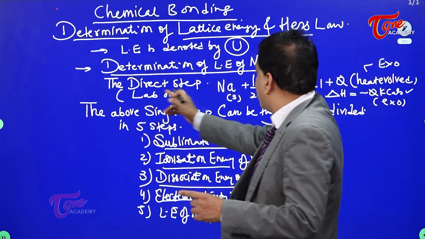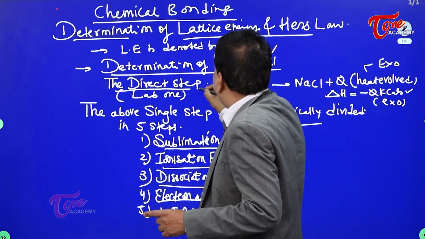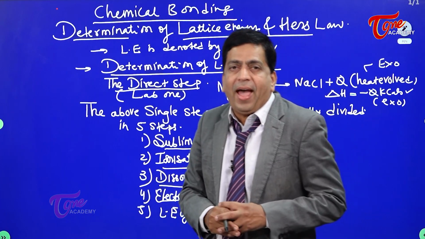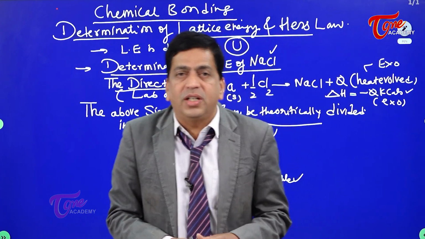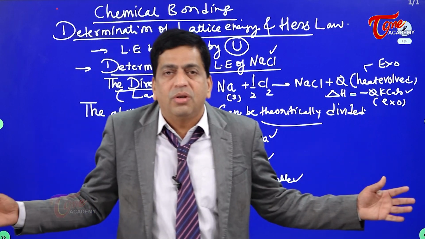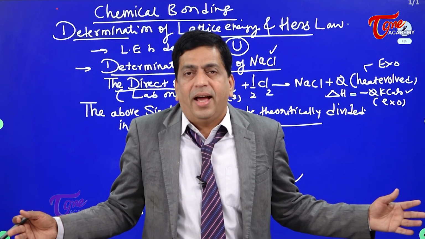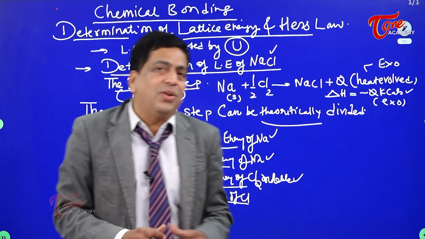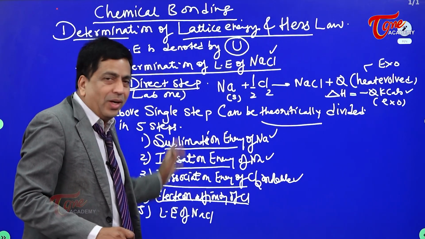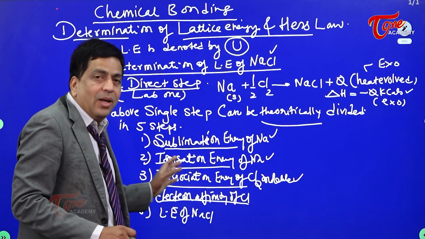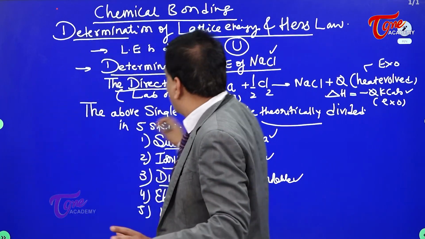So that's a direct step. And this direct step, in the classroom our teacher was discussing huge, and it is divided into 5 theoretical steps. Right? And now, what is all this we are doing? Why are we doing all this? Don't forget that. Why are we discussing all this?